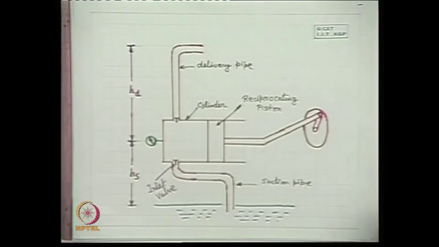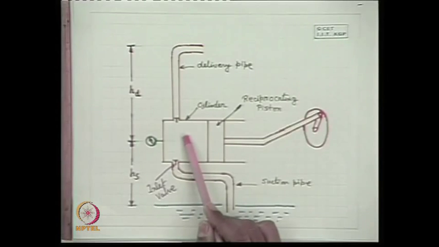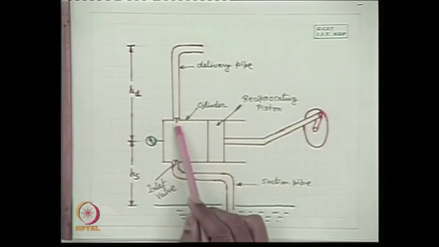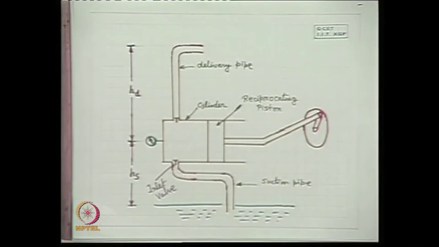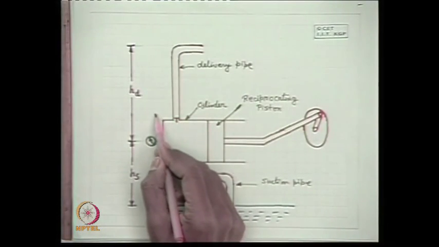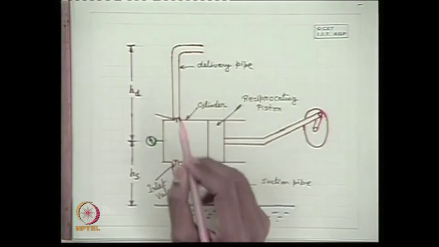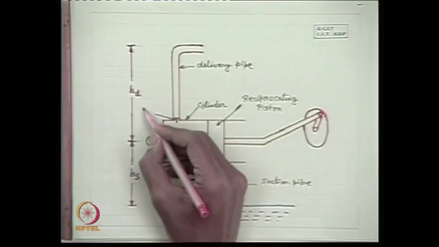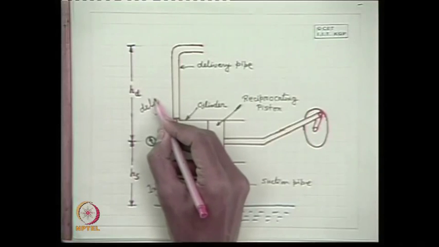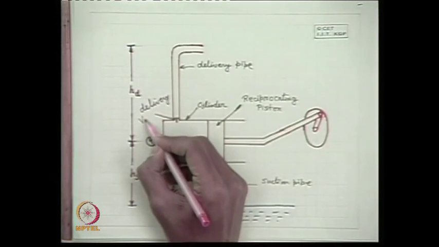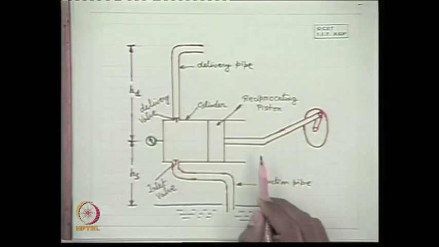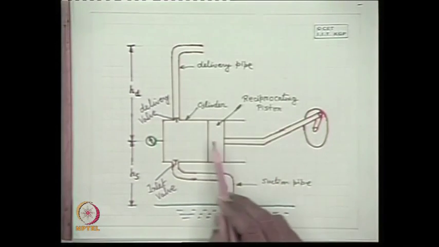While the piston moves towards the left, it pushes this liquid and its volume is reduced, and ultimately high pressure is generated because of which this valve opens. This is the delivery valve, and the liquid at high pressure is supplied through the delivery pipe to the supply tank. This way, a reciprocating machine works. It's very simple, its principle of operation.